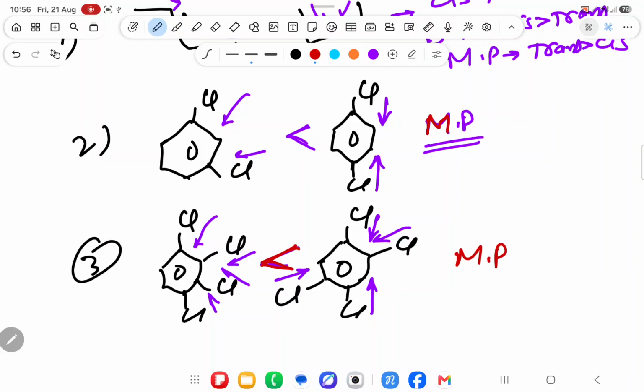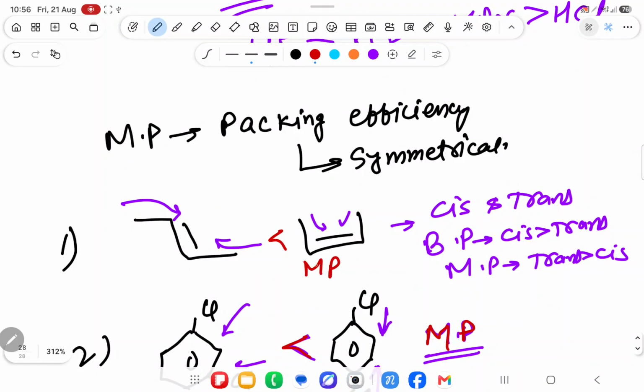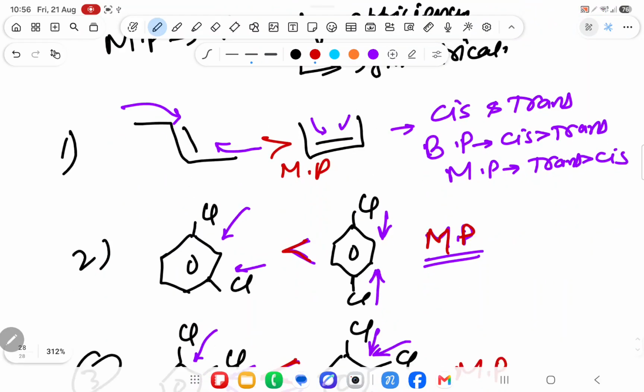So this has more melting point. Over here the melting point of this will be more, and over here the melting point of trans will be more. Why? Because it has more packing. So I hope you understood about melting point also.